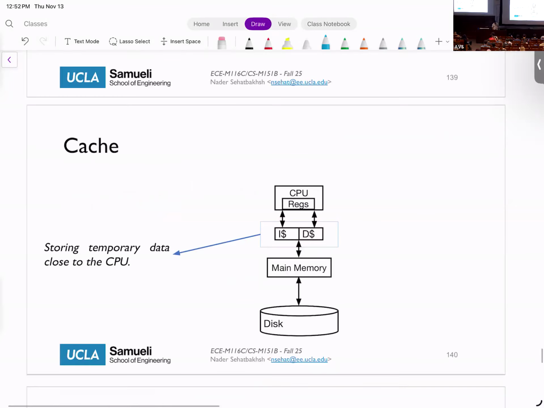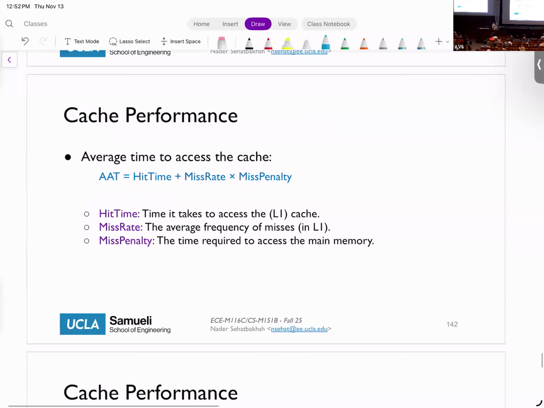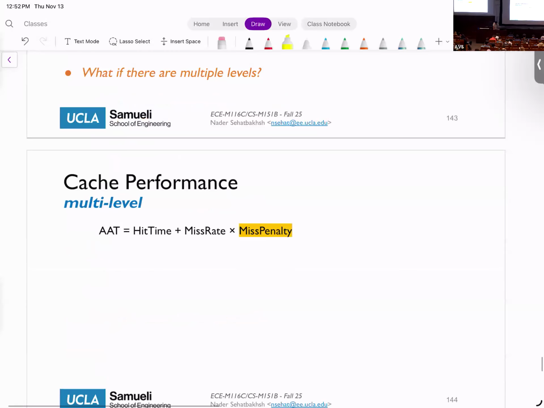The reason that this helps is that if you go back to the average access time, you will see that if I have multiple levels, the miss penalty will be the average access time of the next level of the cache. And if that next level can store more things, I will basically reduce the miss penalty.